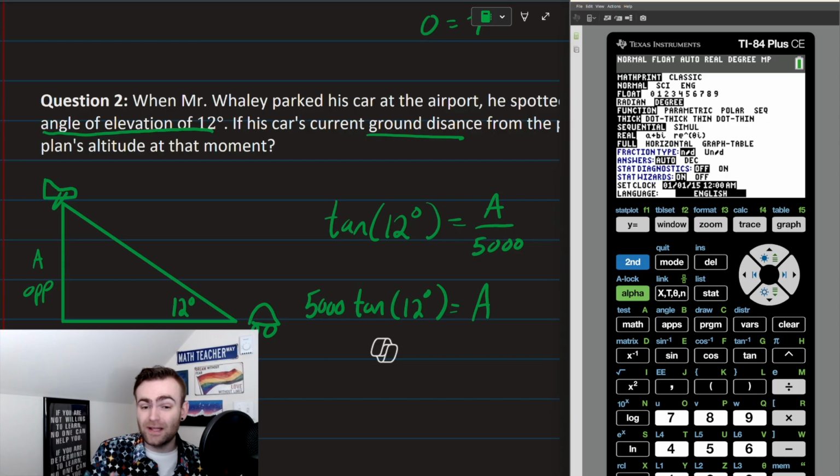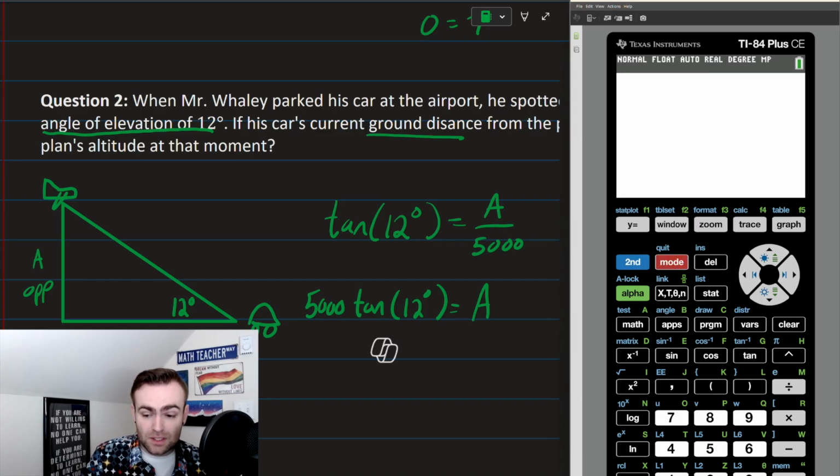My kiddos usually have to switch between both because I teach some lower level and some higher level classes, so I have to train them in both. So it's a good habit to always check your mode before you use any sine, cosine, or tangent on the calculator. So now we can quit by going second mode to quit.